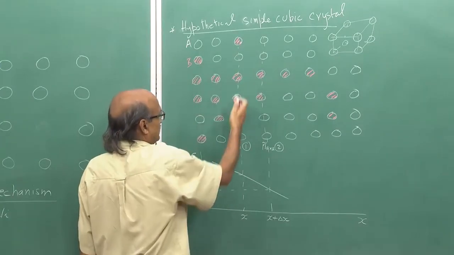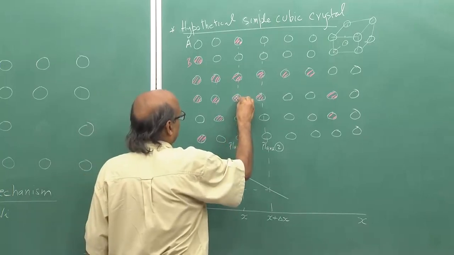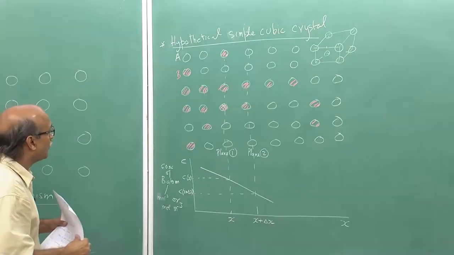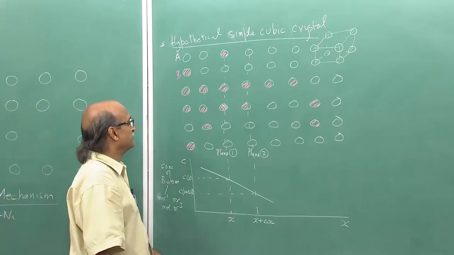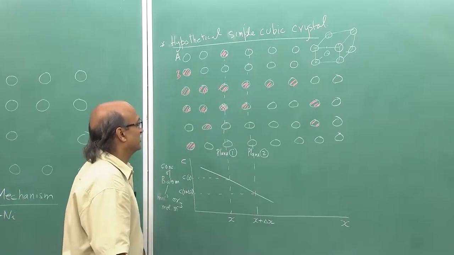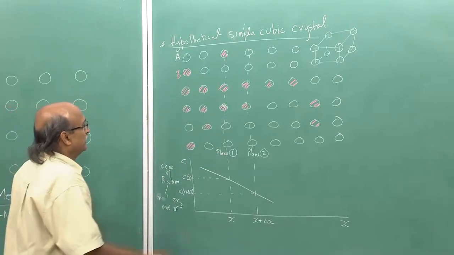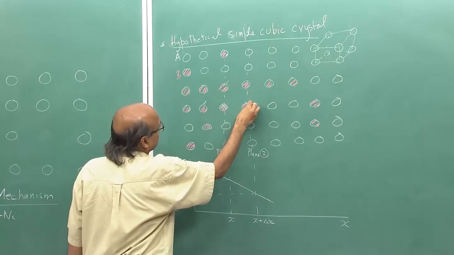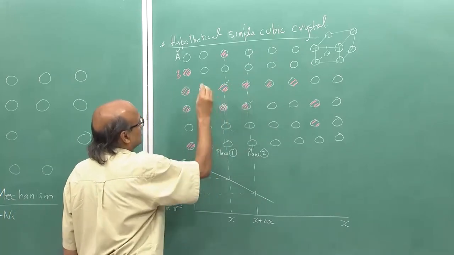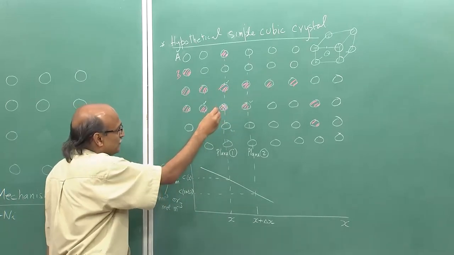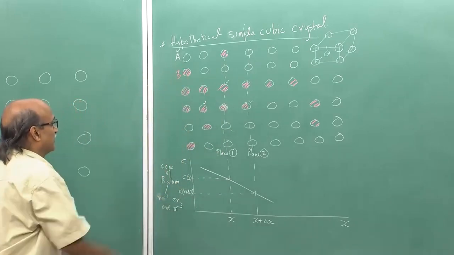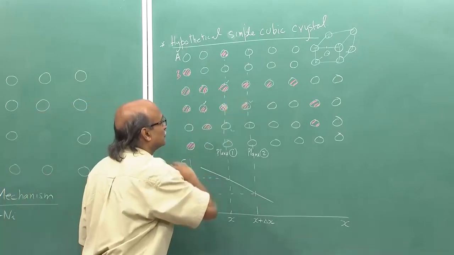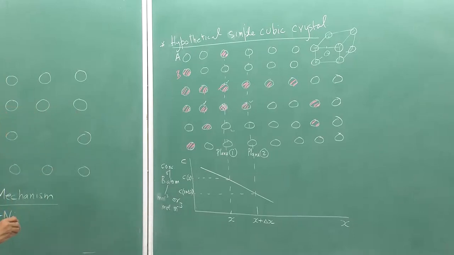Now, consider any atom on plane 1. For example, suppose I consider this atom. In which directions can it jump? How many directions are possible for it to jump? So one has to look at what are the nearest neighbors of this atom. This being a simple cubic crystal, its nearest neighbors on this plane are four positions here. There will be a fifth position on top, there is another atom at the top, and there is another atom at the back side of it. So there will be a total of six positions. It can jump to any of these six positions provided there is a vacant site available.